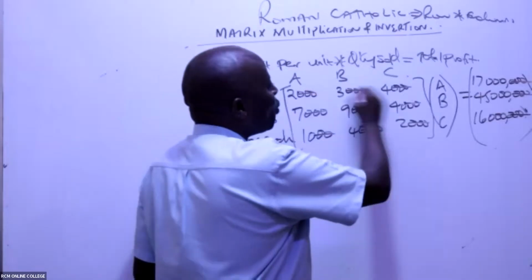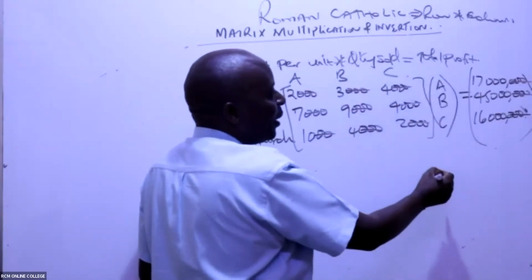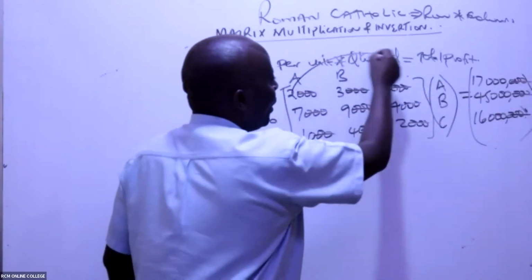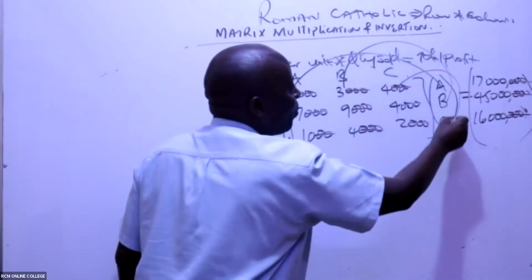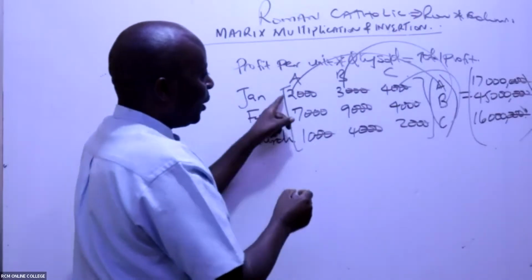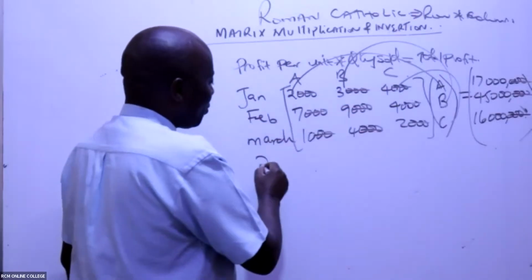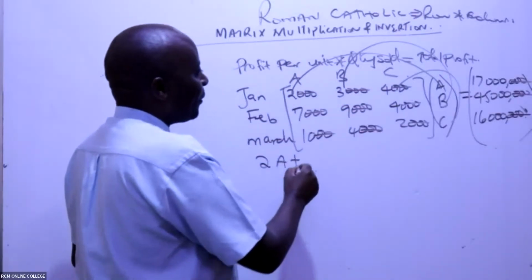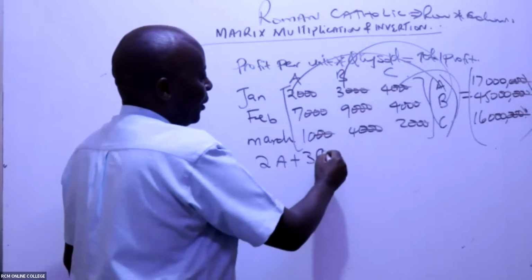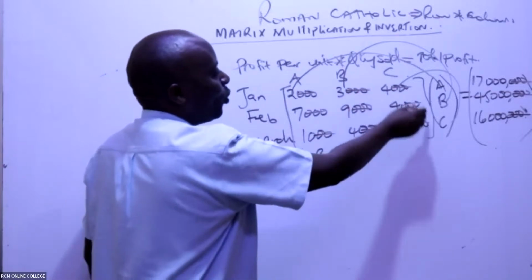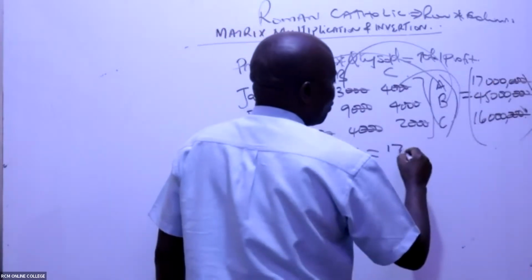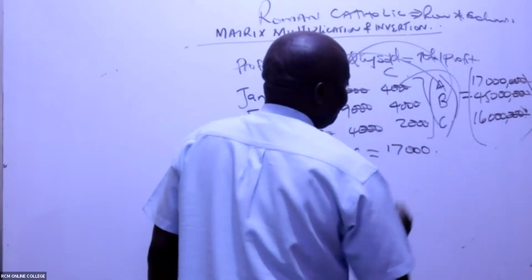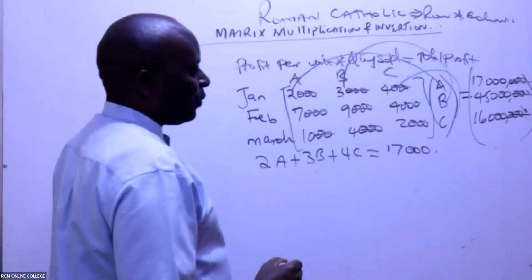So the first row will multiply the first column. How do we go about it? First ones multiplied, plus second ones multiplied, plus third ones multiplied. So the first one, that's 2A plus 3B plus 4C, should be equal to the first number, which is 17,000.